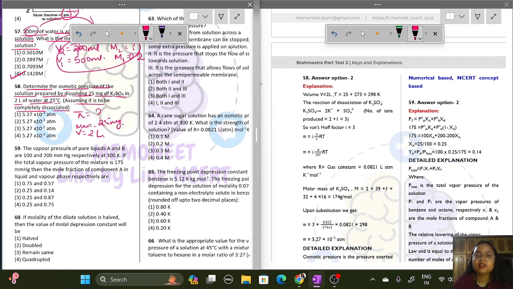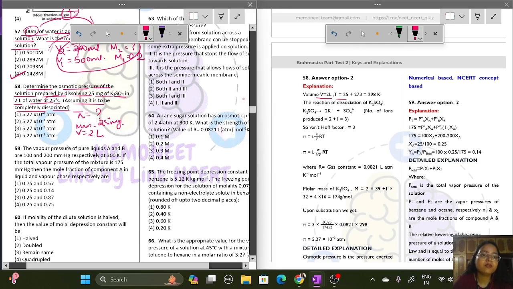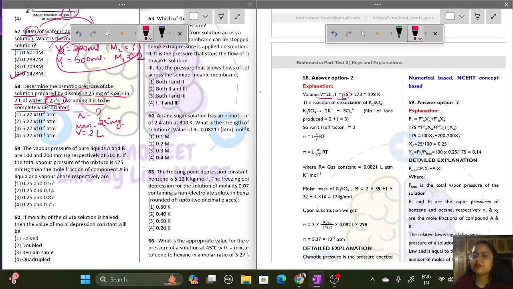So let us see. Volume here is 2 liter. Temperature is 25 degrees, which means 25 plus 273 in Kelvin we have to calculate, so it is 298 Kelvin. Now the dissociation reaction of K2SO4. K2SO4 on dissociation gives 2K plus and SO4 2 minus, right? So from here we can find the Van 't Hoff factor, which is i, and here it is 2 moles plus 1 mole, which is 3. 3 is the Van 't Hoff factor.